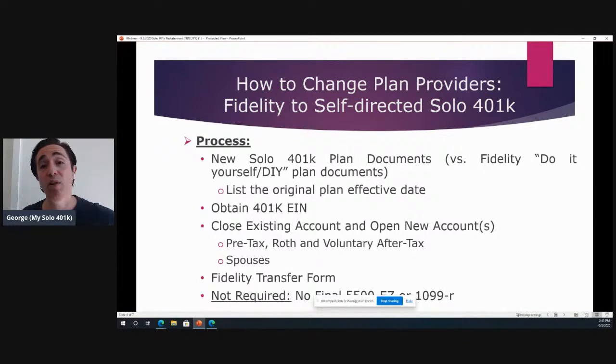So the existing plan at Fidelity is not being shut down. If the existing plan at Fidelity was being shut down and then a brand new plan was being established, a final Form 5500 EZ would be required for that existing plan. A 1099R would be required to report the rollover to the new plan. But because the plan is being restated, a final Form 5500 is not required. A 1099R is not required.